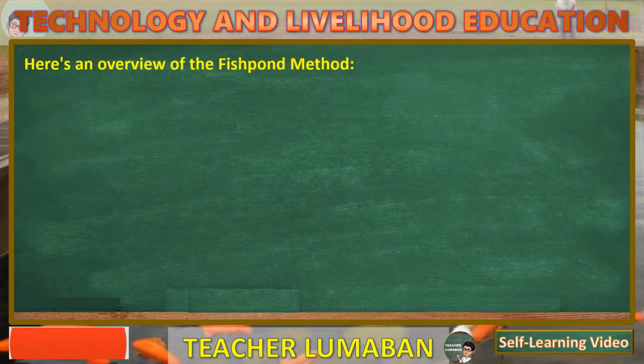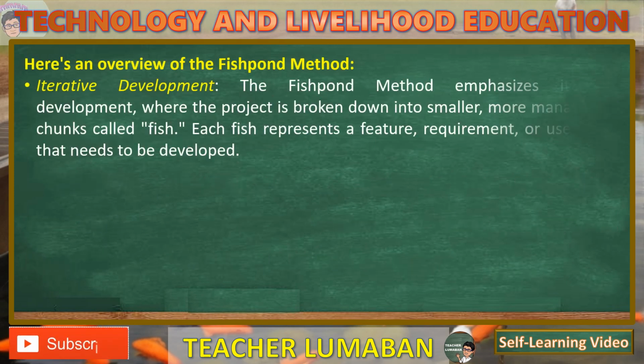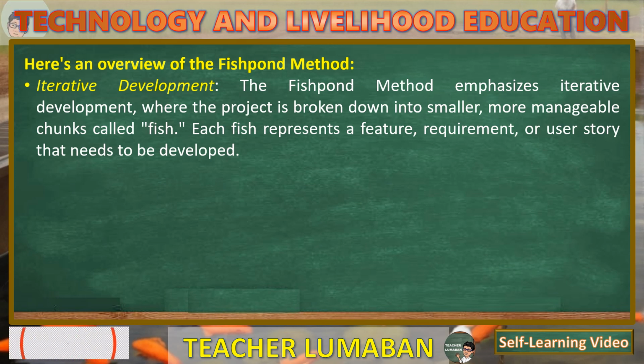Here's an overview of the Fishpond method. Iterative development. The Fishpond method emphasizes iterative development where the project is broken down into smaller, more manageable chunks called fish. Each fish represents a feature, requirement, or user story that needs to be developed.